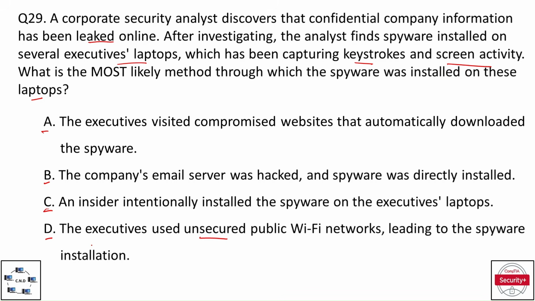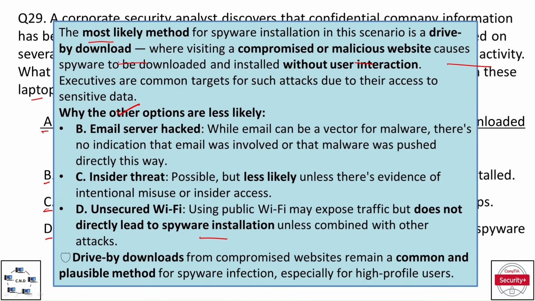And so this is a test. You must also remember the correct option. And the correct option was option A, the executive visited compromised websites that automatically downloaded the spyware. So the most likely method for spyware installation in this scenario is a drive-by download, where visiting a compromised malicious website causes spyware to be downloaded and installed without user interaction.